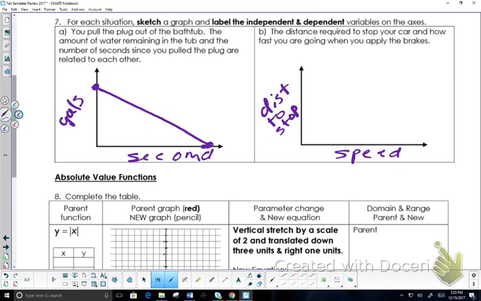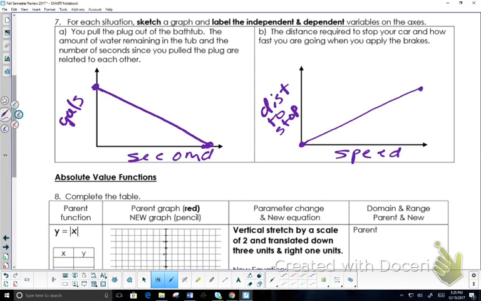So let's see. If I'm going no speed, then it's going to, of course, take no distance to stop. But the faster I'm going, the more distance it's going to take me to stop. So that would be what a rough graph would look like for that one. And keep in mind, those are just sketches. You don't have to do a whole bunch of tick marks or anything like that.